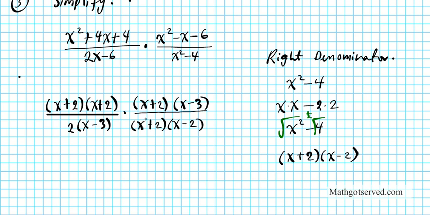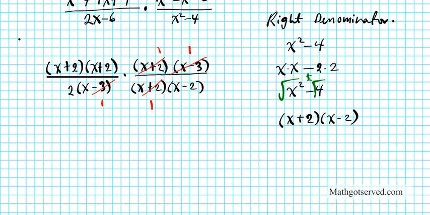So let's reduce this. x plus 2 goes here once, x plus 2 goes here once, x minus 3 goes here once, x minus 3 goes here once. So for your final answer, just multiply across. On the numerator, we'll have x plus 2 repeating, so that's x plus 2 squared, divided by, in the denominator, 2 times x minus 2. So there goes your final result.